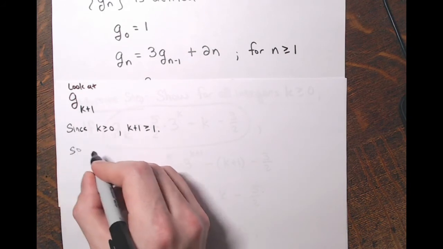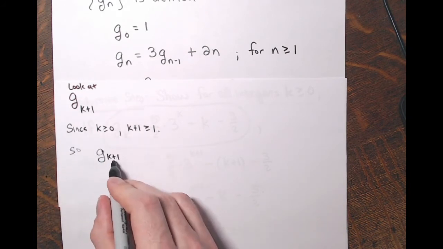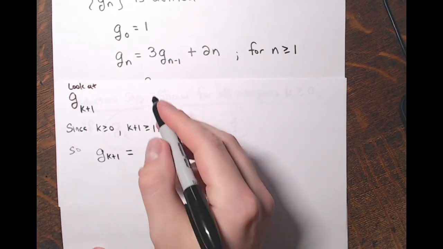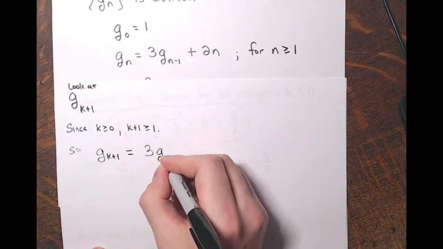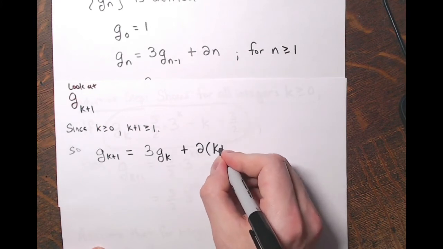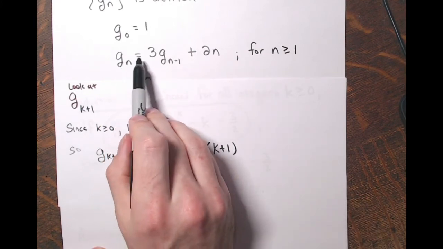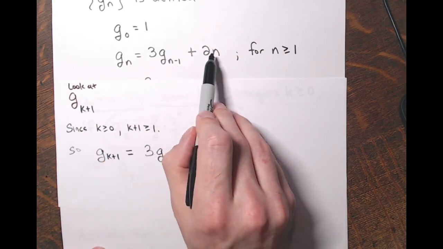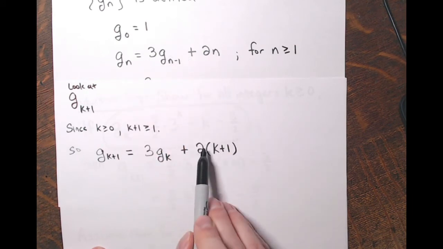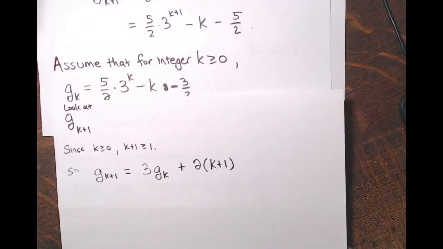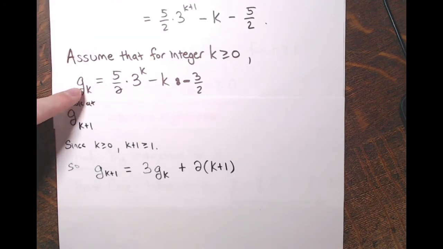So, g sub k plus 1, since k plus 1 is going to be greater than or equal to 1, will be equivalent to 3 times g sub k plus 2 times the quantity k plus 1. Right? Because remember, it's 3 times g with a subscript that's 1 less, plus 2 times that subscript.